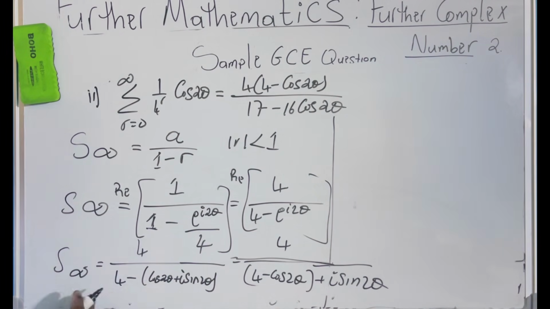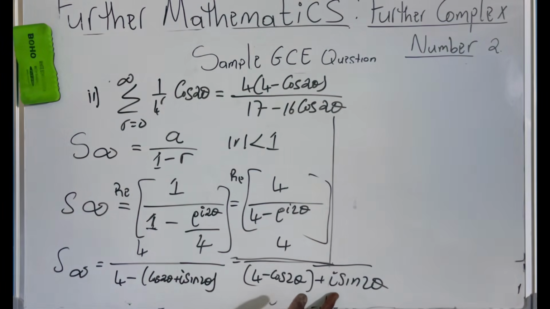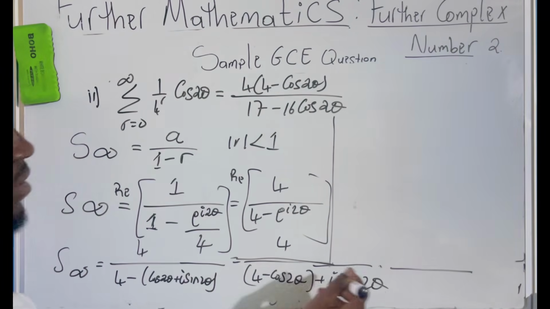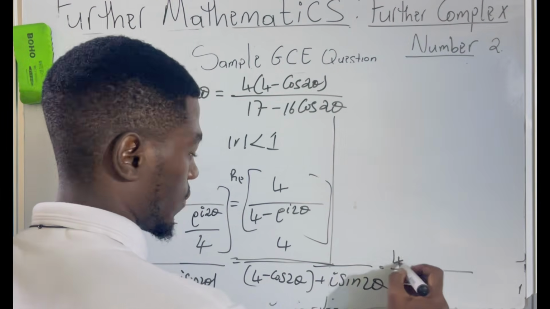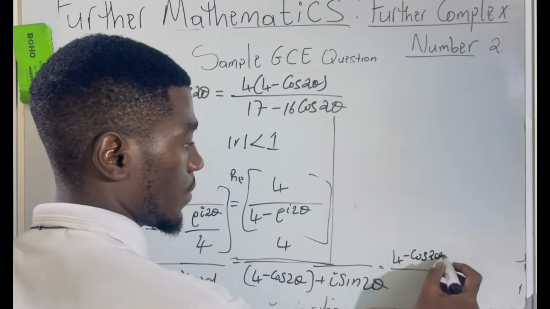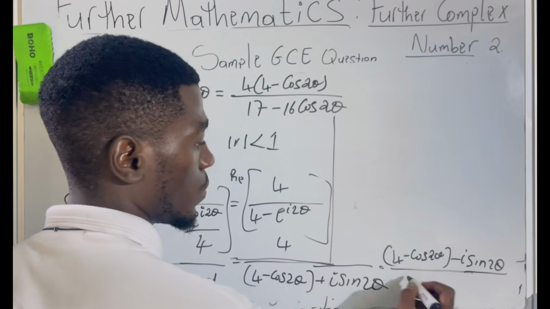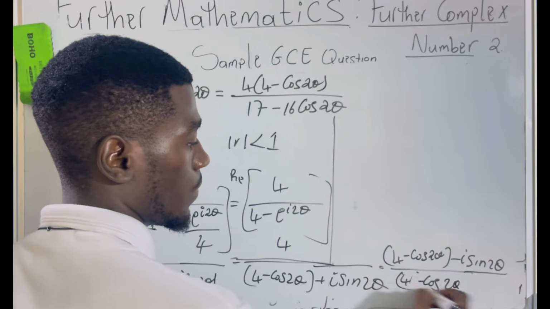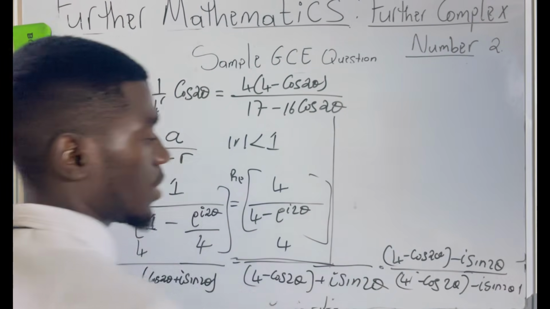Okay. Now from here I should do the conjugate to remove the complex number in the denominator. Doing the conjugate means I should rationalize, which means I should multiply top and bottom by the conjugate of the denominator. And the conjugate of the denominator here is simply 4 minus cos 2 theta, then minus i sine 2 theta. I do the same down: 4 minus cos 2 theta minus i sine 2 theta.